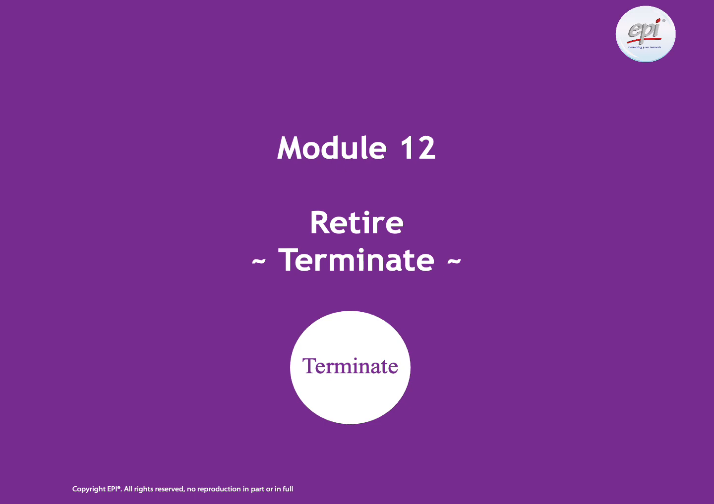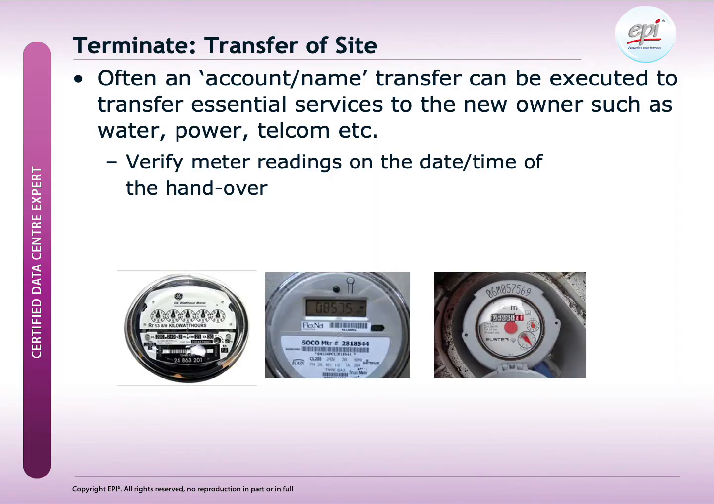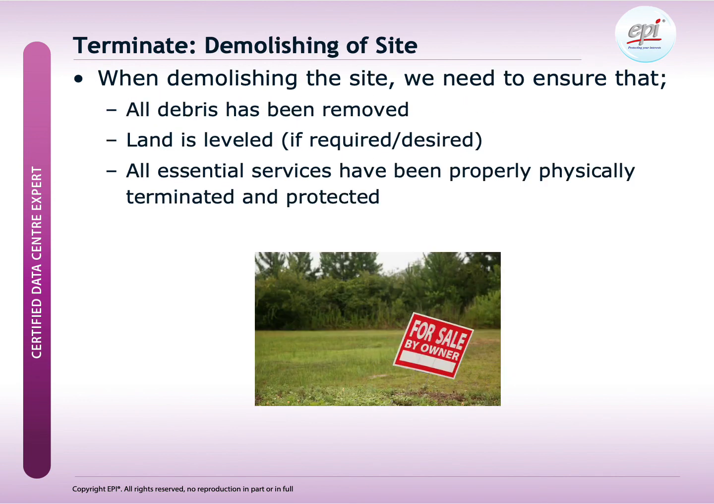The last module of CDCE is Module 12, Terminate. In case the building gets a new owner, not only does the building need to be transferred, but also check if you can transfer essential services like power, water, and connectivity to the owner. And here are some tips to think about when the building needs to be demolished. This slide also ends the CDCE training.